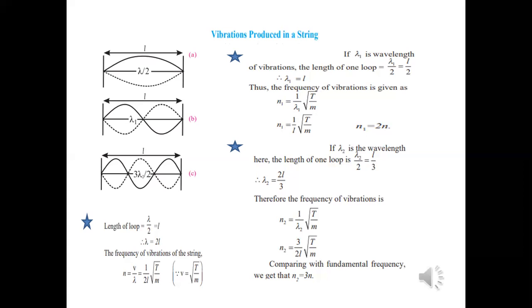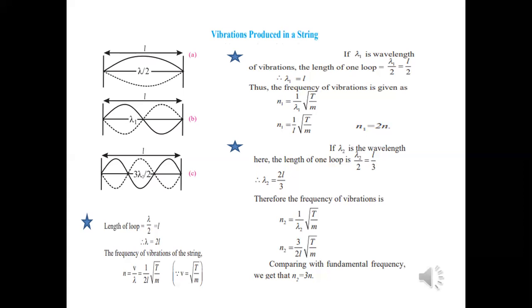Thus, the frequency of vibrations is given as n1 is equal to 1 upon lambda 1 times the square root of T upon m. After substituting the value for lambda 1, we get n1 is equal to 1 upon L times the square root of T by m. Thus, this equation can be represented in terms of the fundamental frequency as n1 is equal to 2 times n. So, this is called the first overtone or second harmonic.